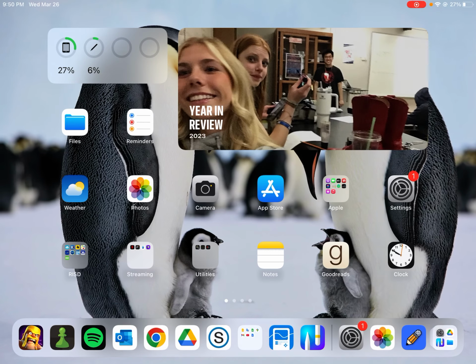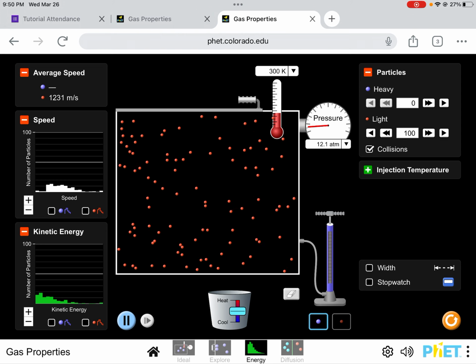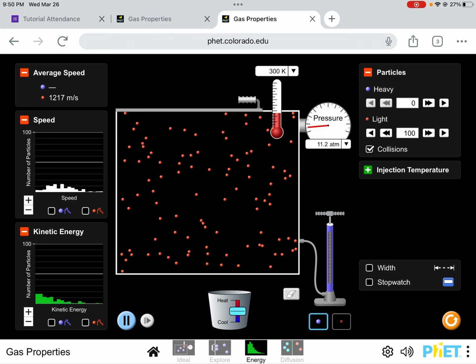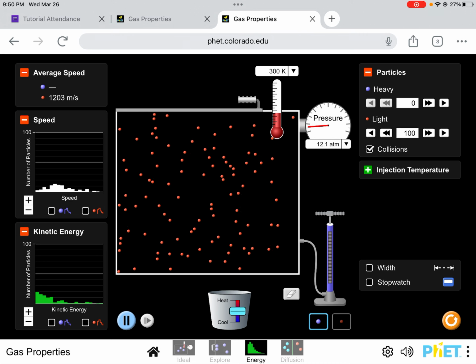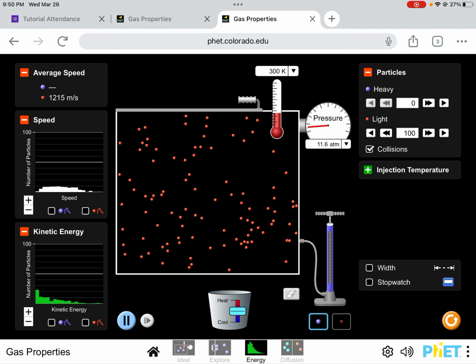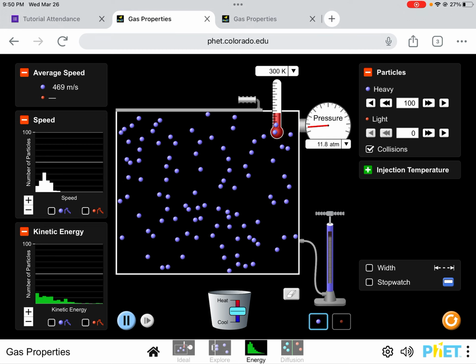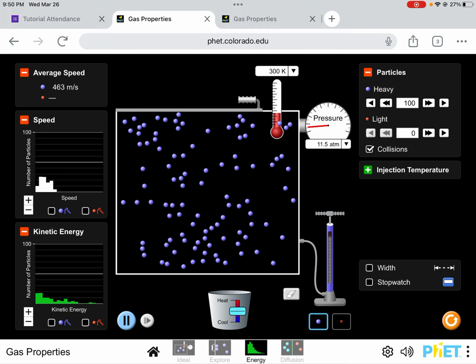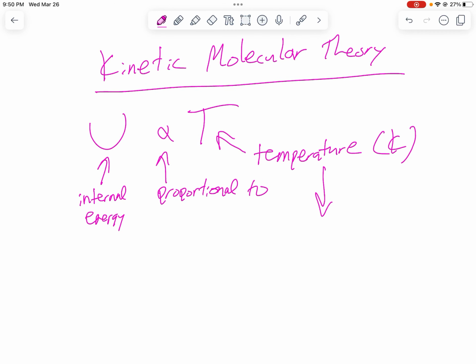Okay, so if I pull up the simulation for the gas, we're going to look at the kinetic energy graph on the bottom left of the screen. It's in green. This is for a light particle at 300 Kelvin. If we compare the kinetic energy graph for the heavy particle, also at 300 Kelvin, it's exactly the same, because if they're at the same temperature, they have the same average kinetic energy. So temperature is a measure of average kinetic energy.